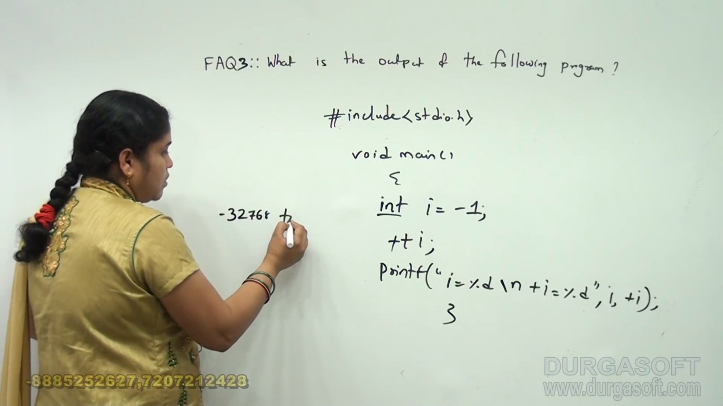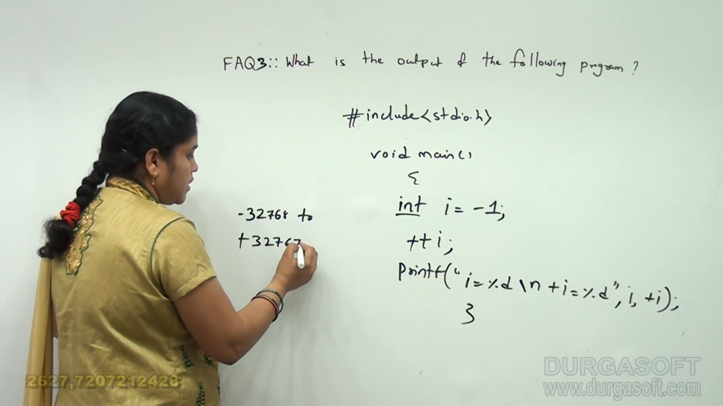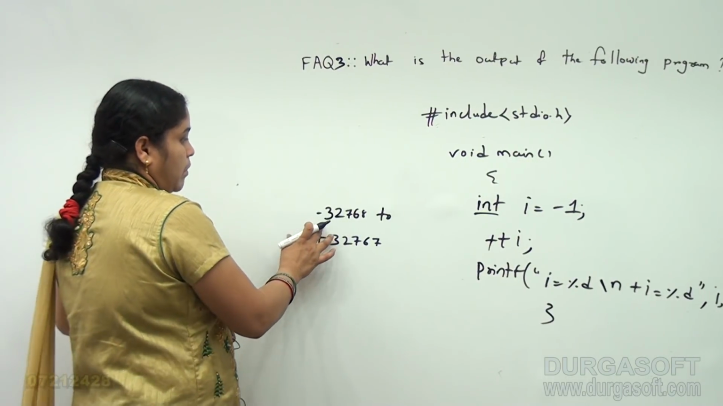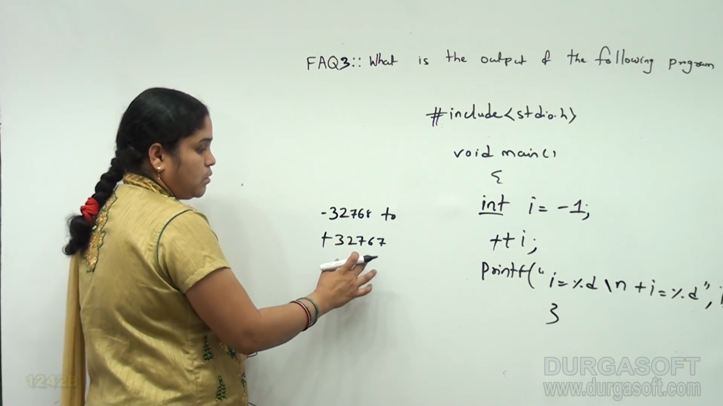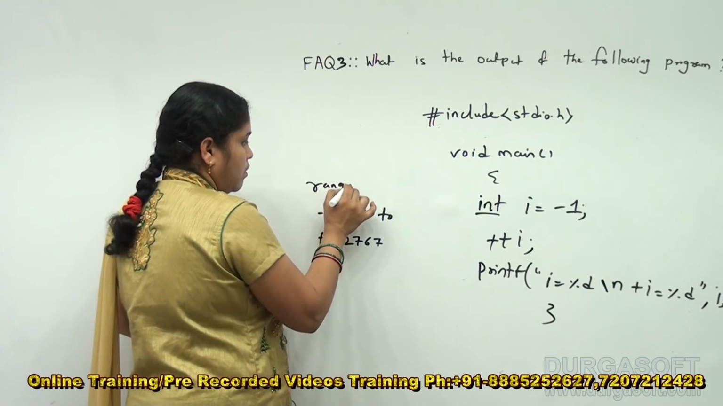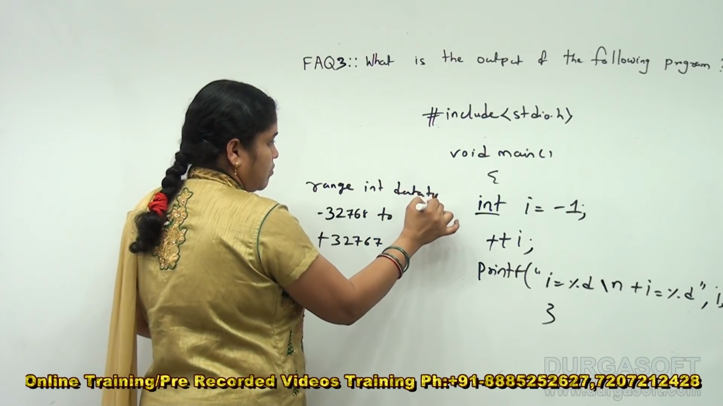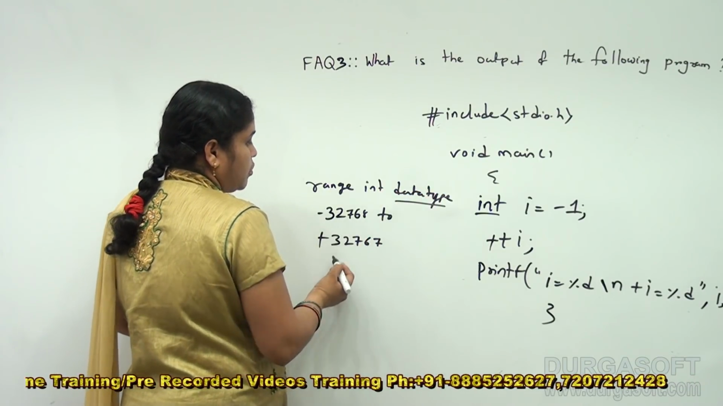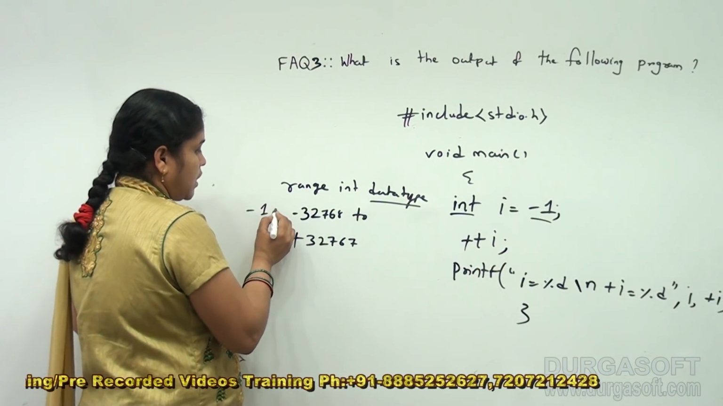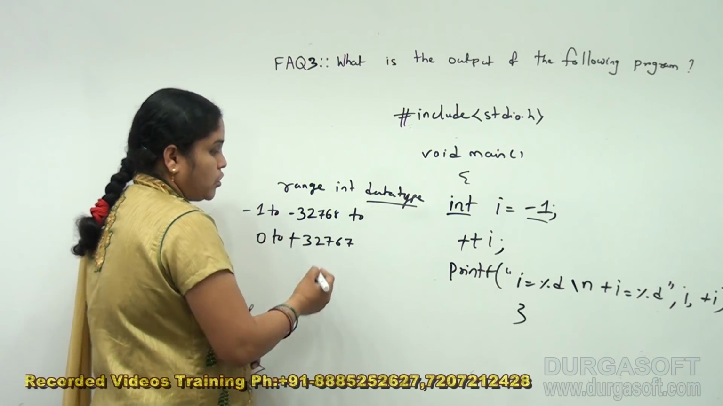-32768 to +32767. You remember this first. -32768 to 32767 is the range of the integer data type. So I am using the negative value -1. -1 starts the negative values, 0 starts the positive values.